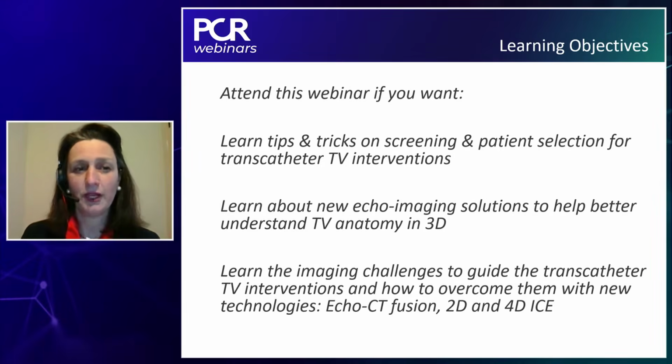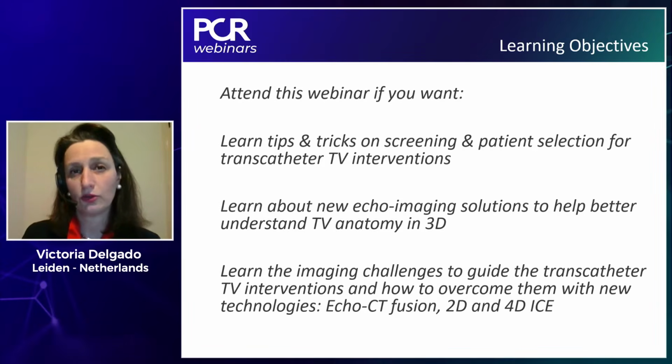All of them will teach us what to do in patients with tricuspid regurgitation and will teach us tips and tricks on screening and patient selection for transcatheter tricuspid valve interventions. We will also learn new echo imaging solutions to help better understand tricuspid valve anatomy in 3 dimensions, and also the imaging challenges that we may face to guide the transcatheter tricuspid valve interventions and how to overcome them with new technologies, such as, for example, echo CT fusion, 2D, and 4D eyes.